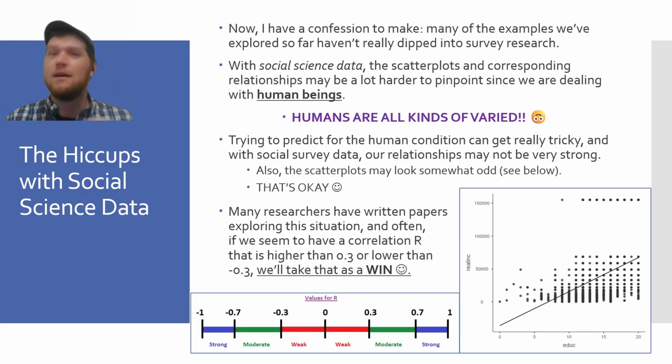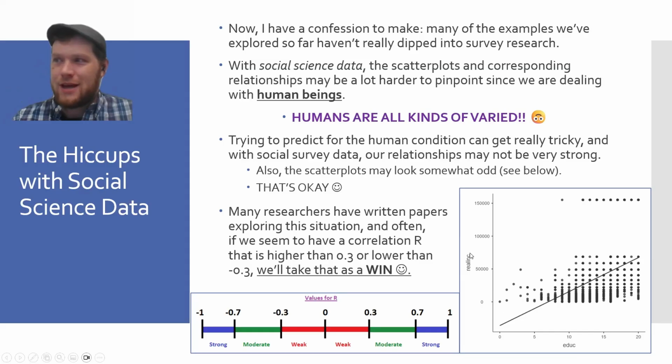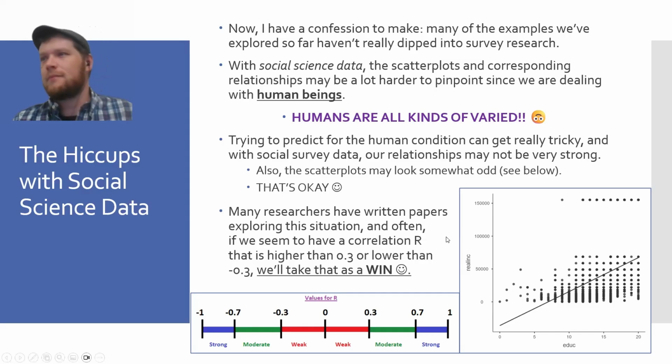With social survey data, we're not actually setting experiments, we're not controlling for anything. Those relationships may not be exceptionally strong. The scatter plots may also look really weird. So something like this for education and family income. This doesn't look like those nicer scatter plots I gave you all prior. That's okay. Social science research has its own sort of havoc when it comes to some scatter plots for some of our survey results.